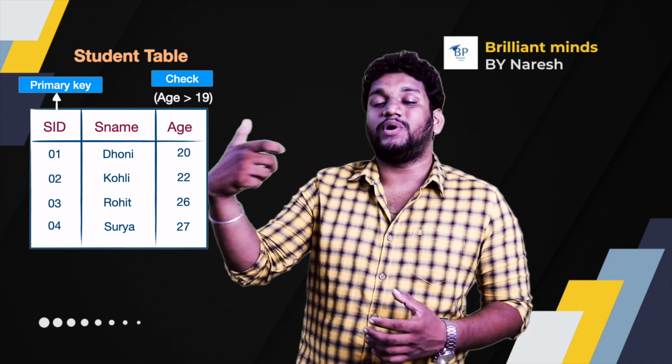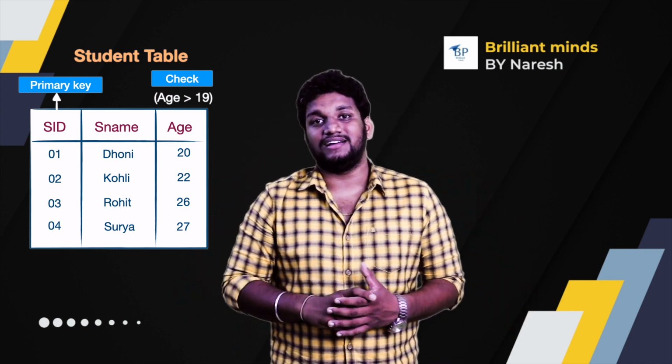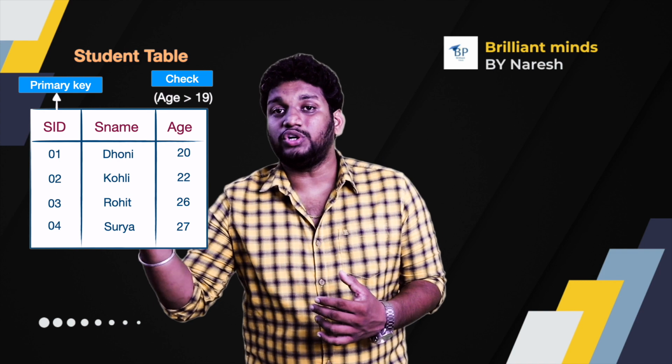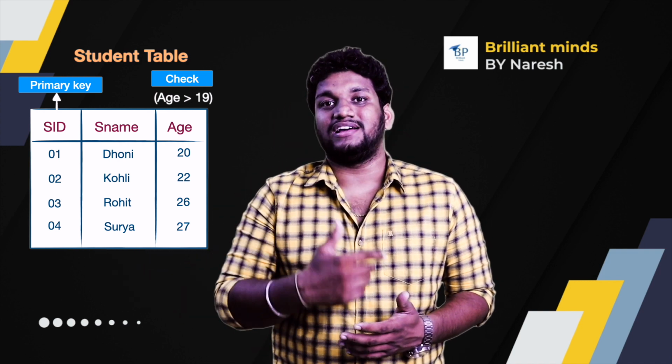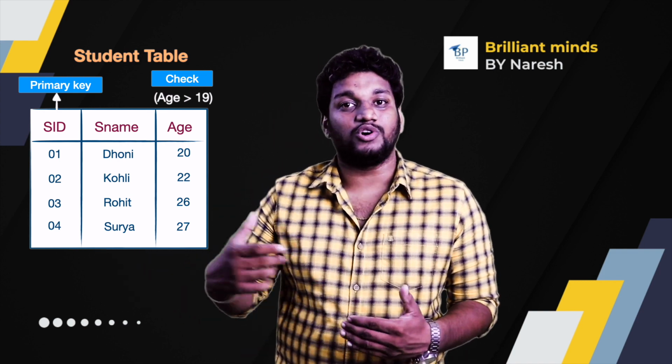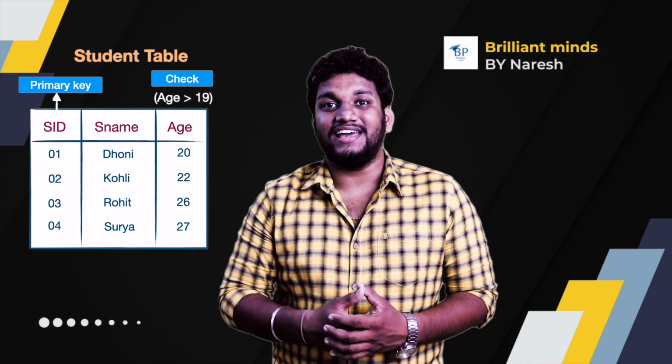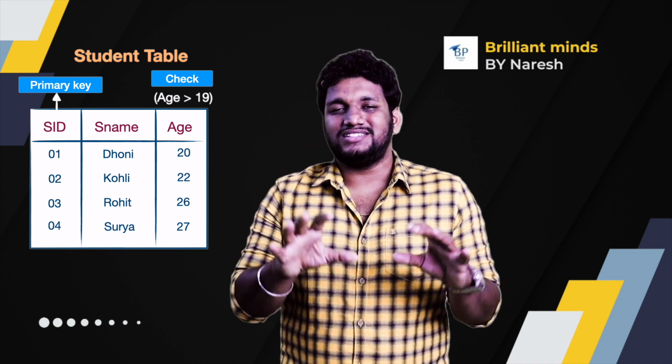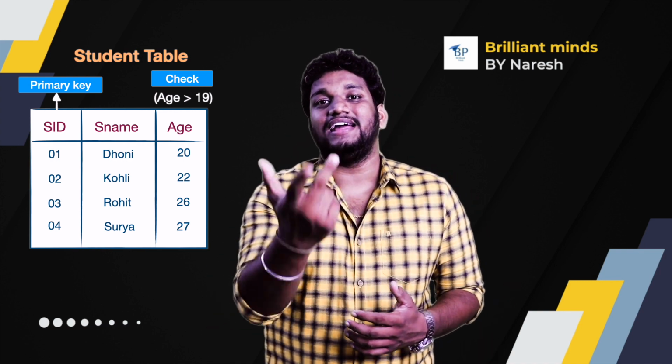Now if I give 20 in this column, it will take. Next for Kohli, if I give 21 as age, it will take. Next in the same way for Rohit Sharma also, if I give 20 as age, it will take. This is the proper way of creating a table.